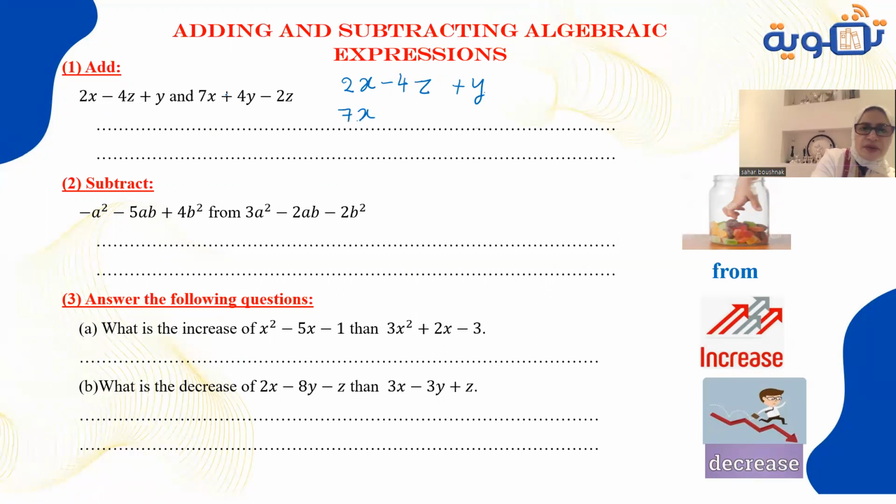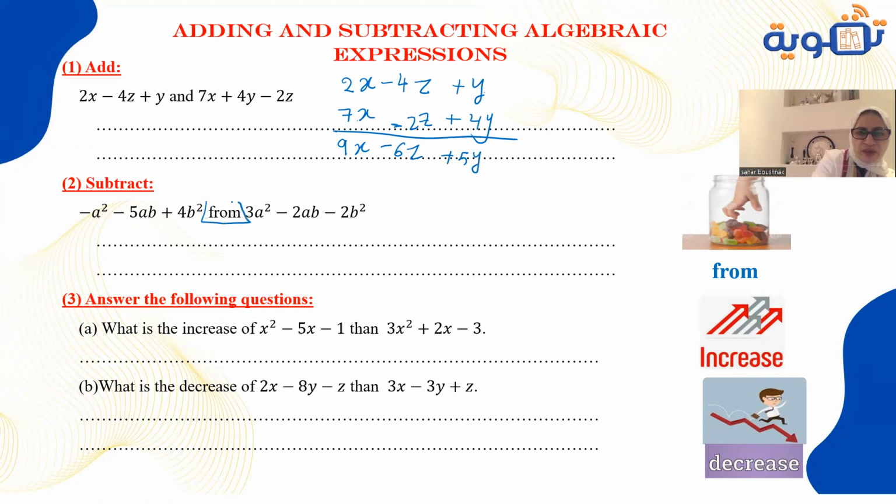So, 7x plus 4y minus 2z. And I will add it normally. I will add the coefficients. 2 plus 7 is 9x. Never touch the variables. Negative 6z plus 5y.